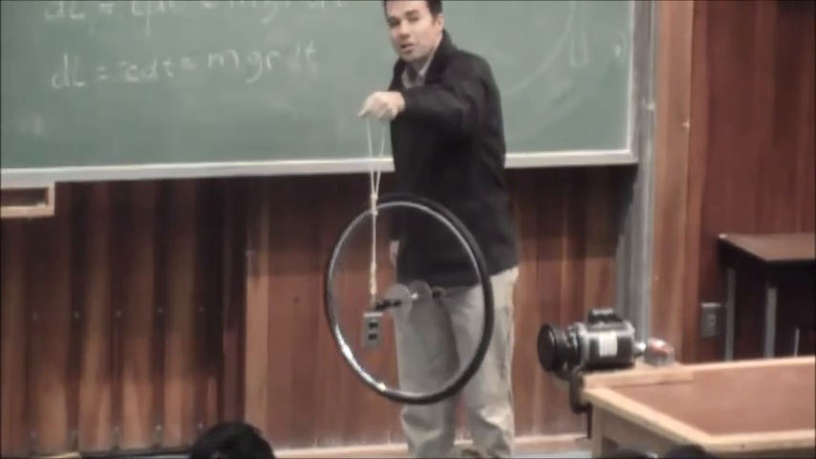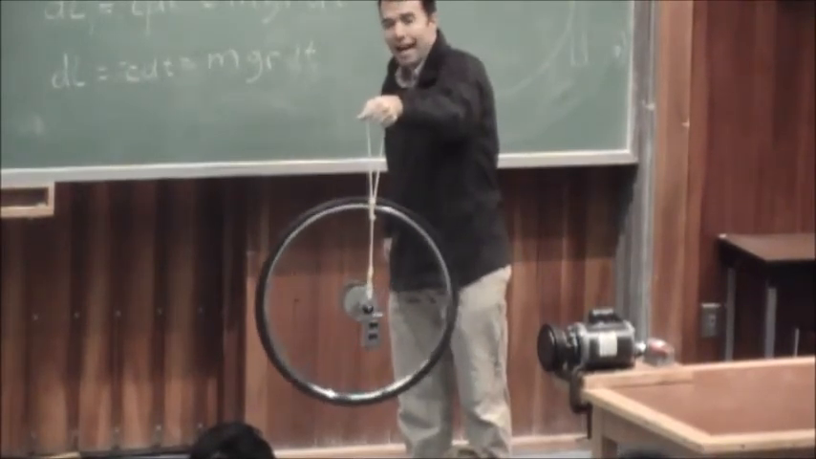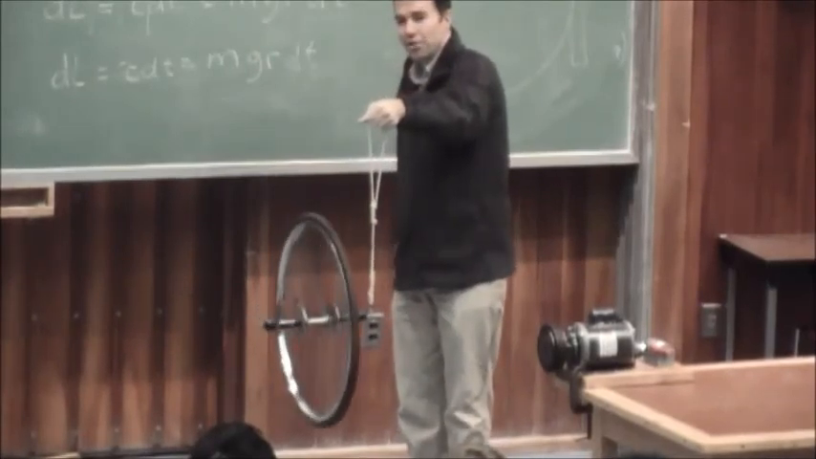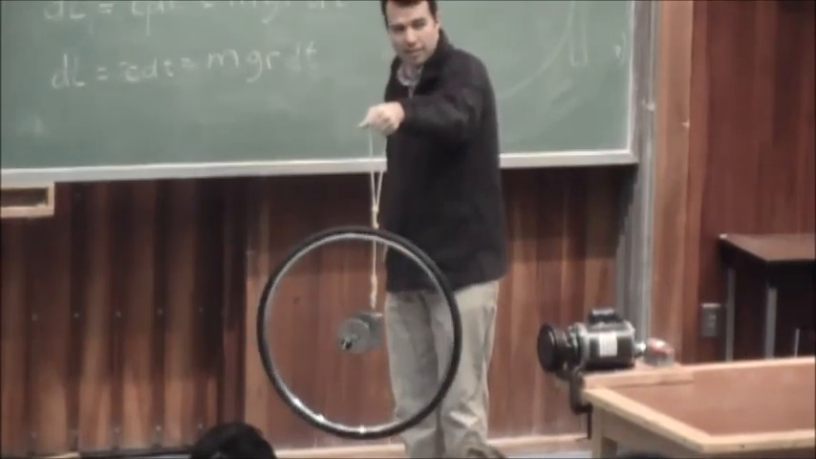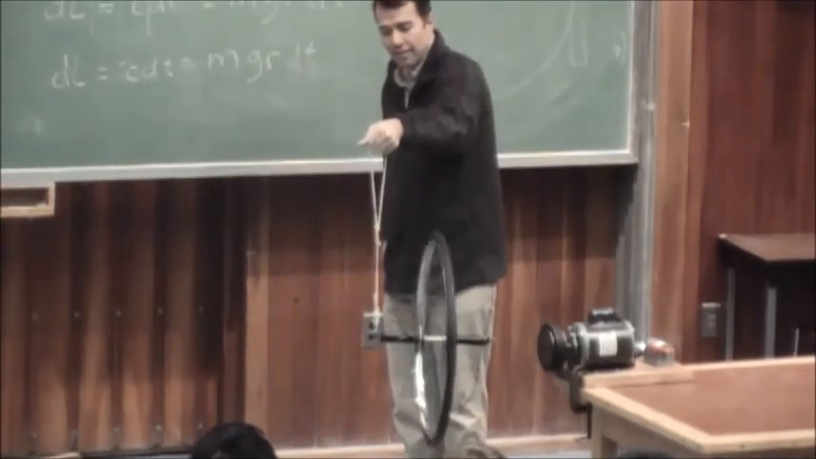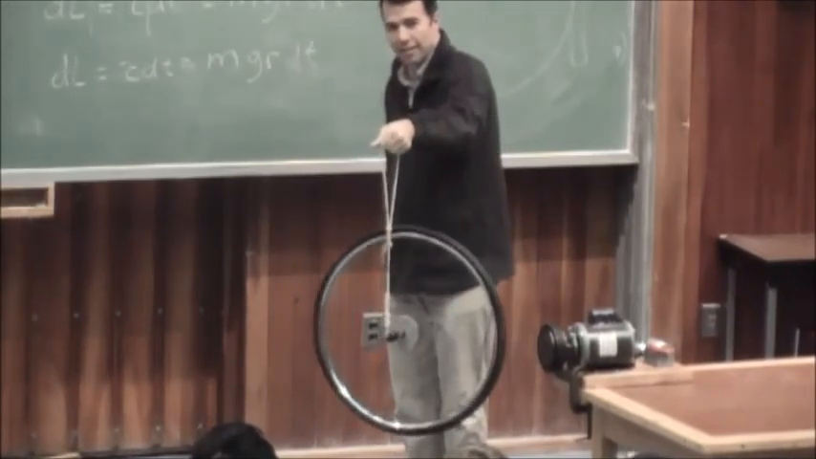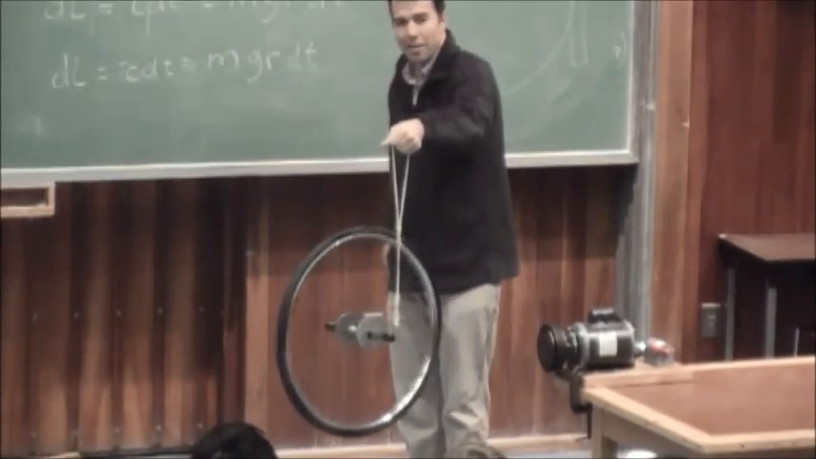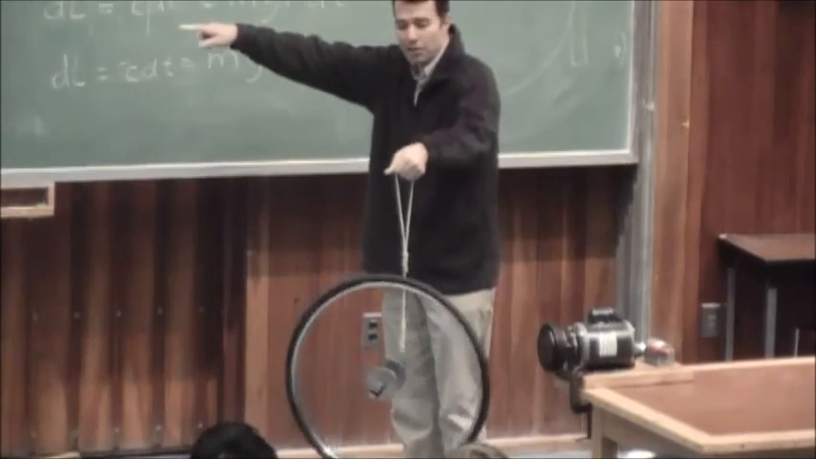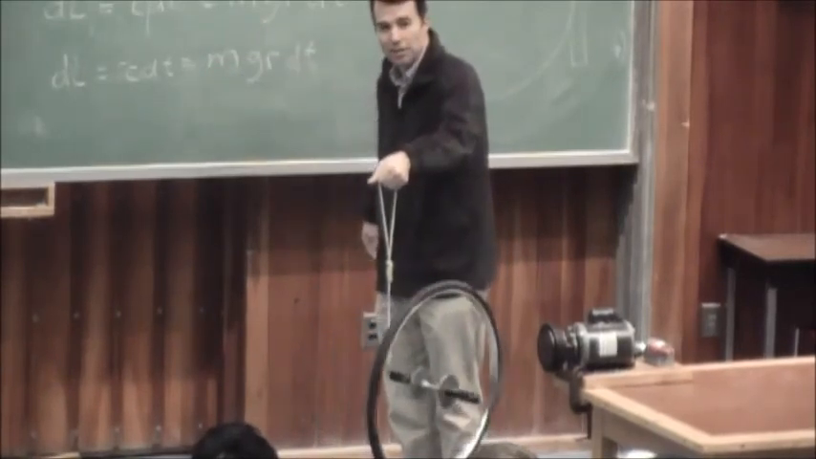Now I want you to notice, as this slows down, what happens. As the speed of the tire slows down, have you noticed anything about the precession rate? It's speeding up, right? Look at how the precession rate is related to the speed of the wheel here.